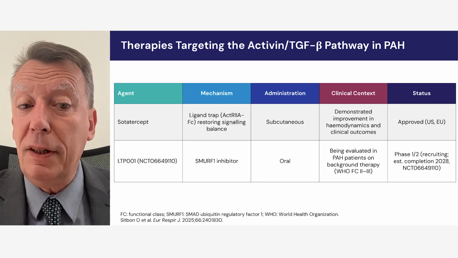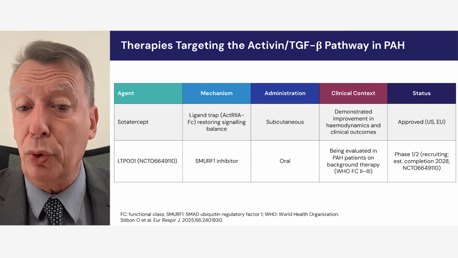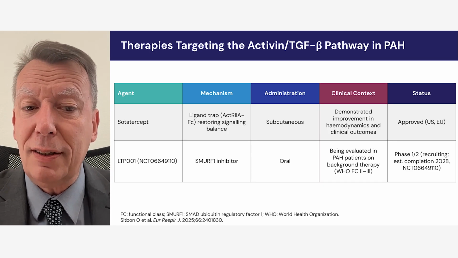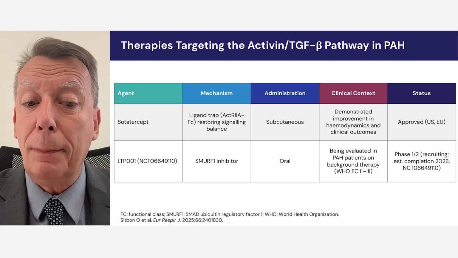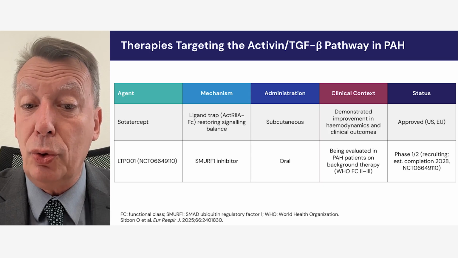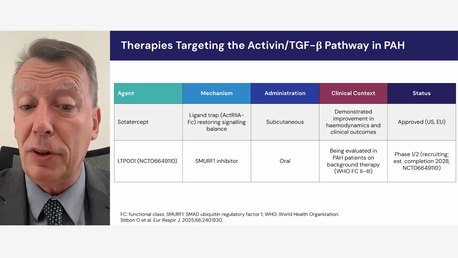Moving on from the established pathways, what do you know about the activin TGF-β pathway? Currently, the therapies targeting the activin TGF-β pathways are either recently approved or still in clinical development. For example, we have a ligand trap, which is sotatercept. It is an activin receptor type 2A ligand trap, which is given by subcutaneous route and which aims to restore signaling balance in the pulmonary circulation.